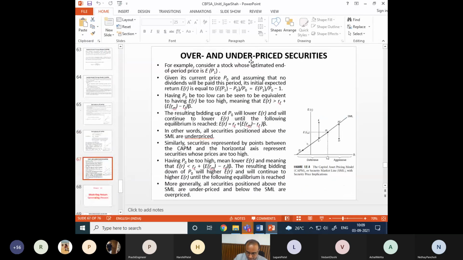Then we come to the discussion of over- and underpriced securities based on this CAPM model. Any security whose expected return and beta, if we plot them, lie above this CAPM line, also called the SML line, is underpriced. And if any security lies below this line, it is overpriced. This line corresponds to equilibrium. Here we are talking about securities which are part of the market portfolio.